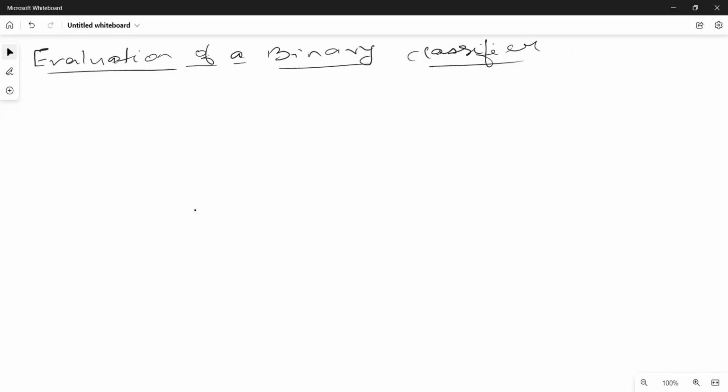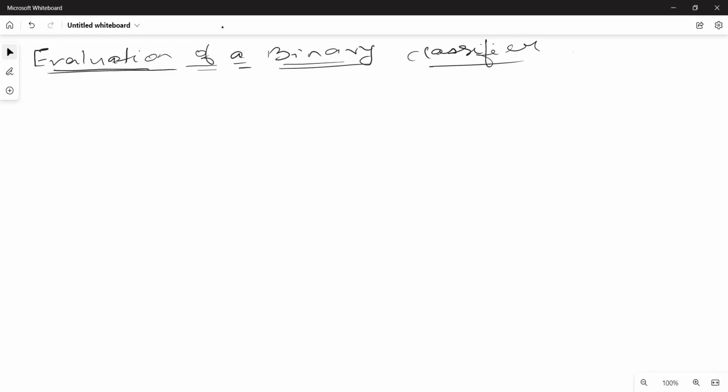Now, if you remember in statistics class, you would have probably done the Naive Bayes, posterior probability. So we're just going to touch upon a few points from there and come to the evaluation technique. Now, let's take an example of how the binary classification evaluation works.